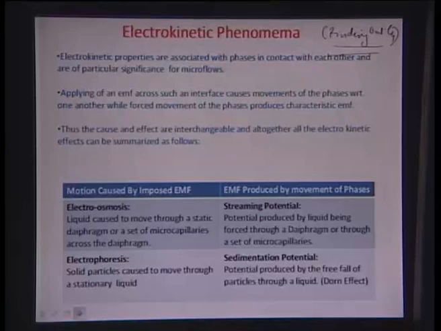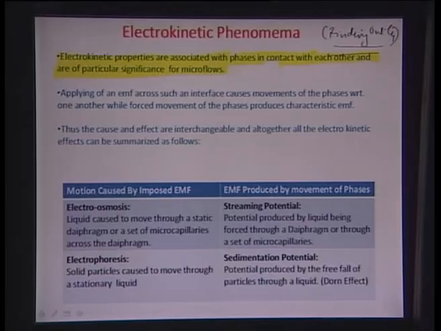Okay. So, let us look at some of the definitions in order to begin with this new topic, and it is very much related to the earlier topic on zeta potential of a particular surface. Electrokinetic properties are associated with the phases in contact with each other and are of particular significance for microflows. Whenever there are two or more phases in contact with each other, there is almost always this property of charging which comes into the picture. So, one or more of these interfacing surfaces develops some kind of a charge.